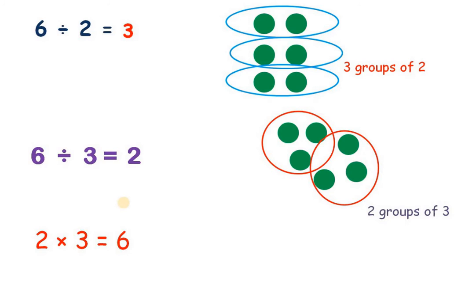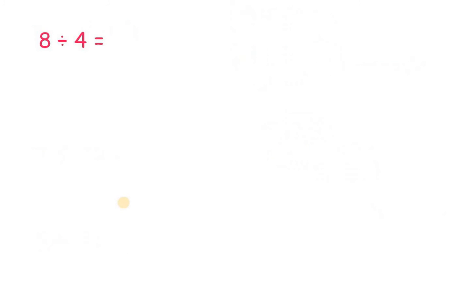Okay, let's move on to another example. 8 divided by 4. So we need to divide 8 objects in groups of 4. First, let's ask ourselves, what times 4 equals 8? Do you remember the multiplication equation? 4 times what equals 8?